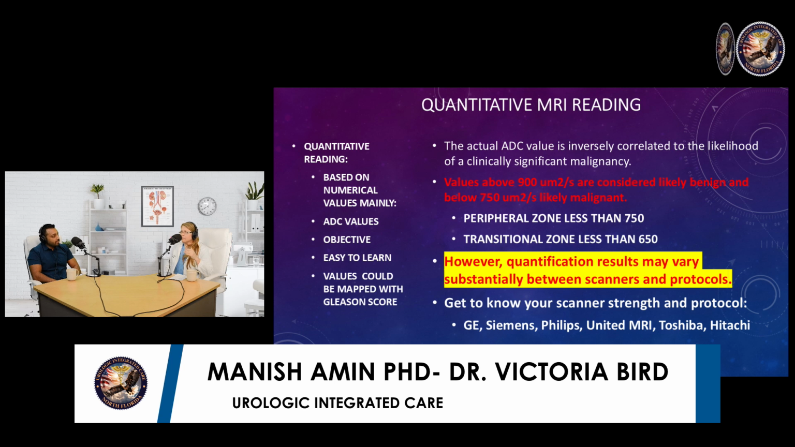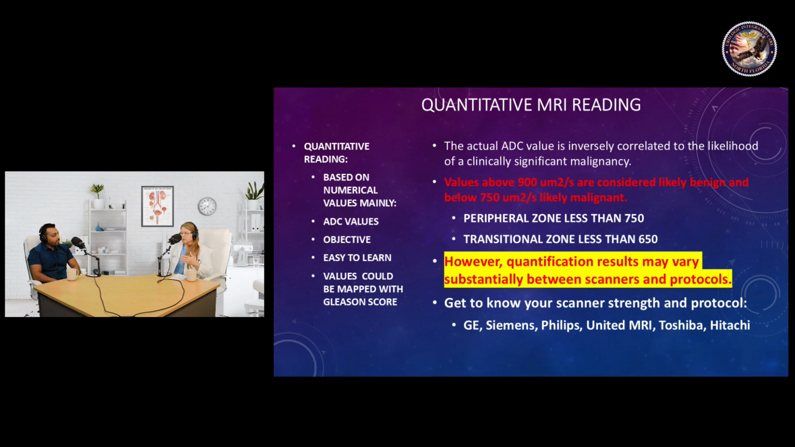But now that we have been using our Siemens 1.5 scanner, I know my scanner and I know the ADC values that correspond to benign tissue, to Gleason 3, Gleason 6. So it is very helpful to know your own scanner, and it holds. Anyway, this is quantitative reading.